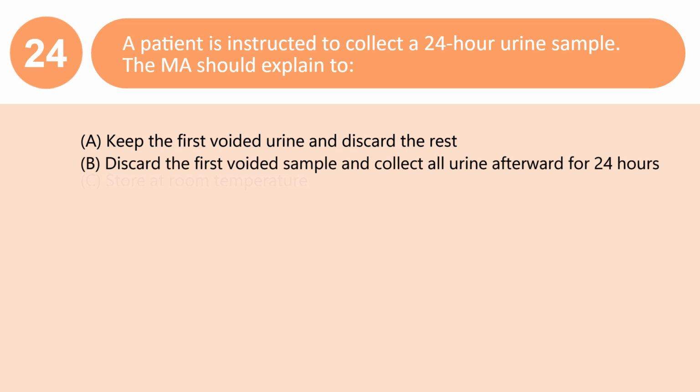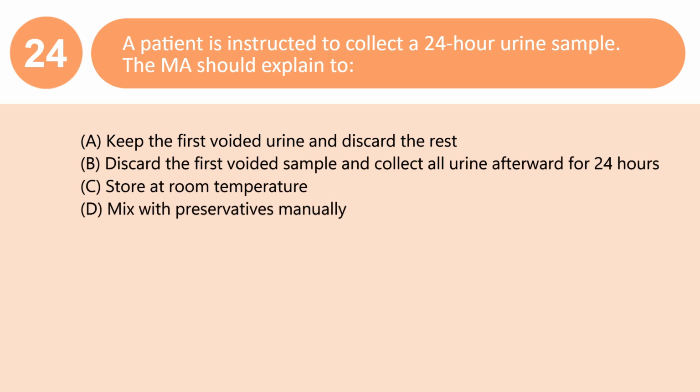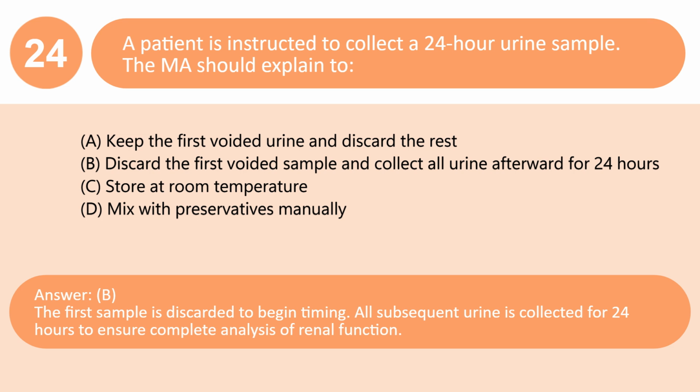A patient is instructed to collect a 24-hour urine sample. The MA should explain to: A. Keep the first voided urine and discard the rest. B. Discard the first voided sample and collect all urine afterward for 24 hours. C. Store at room temperature. D. Mix with preservatives manually. Answer: B. The first sample is discarded to begin timing. All subsequent urine is collected for 24 hours to ensure complete analysis of renal function.